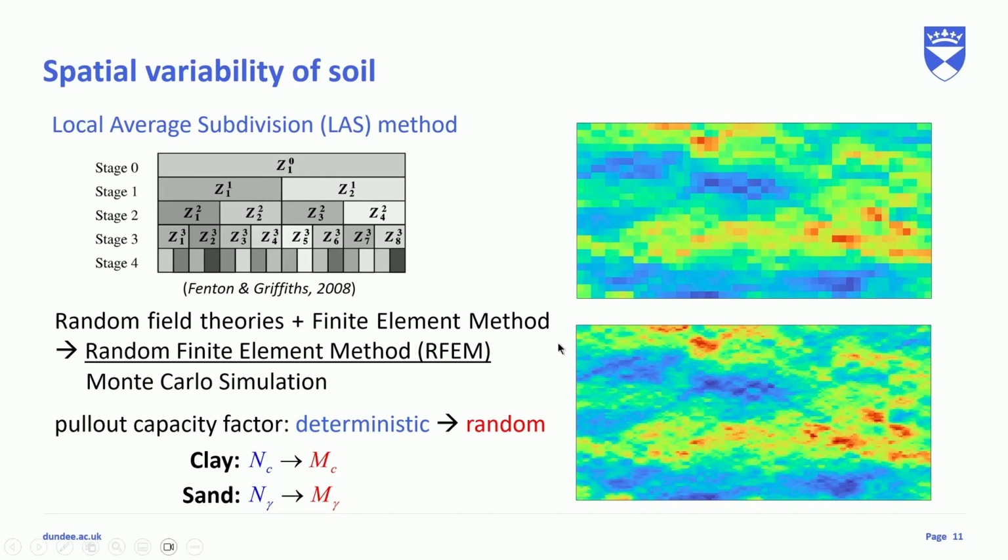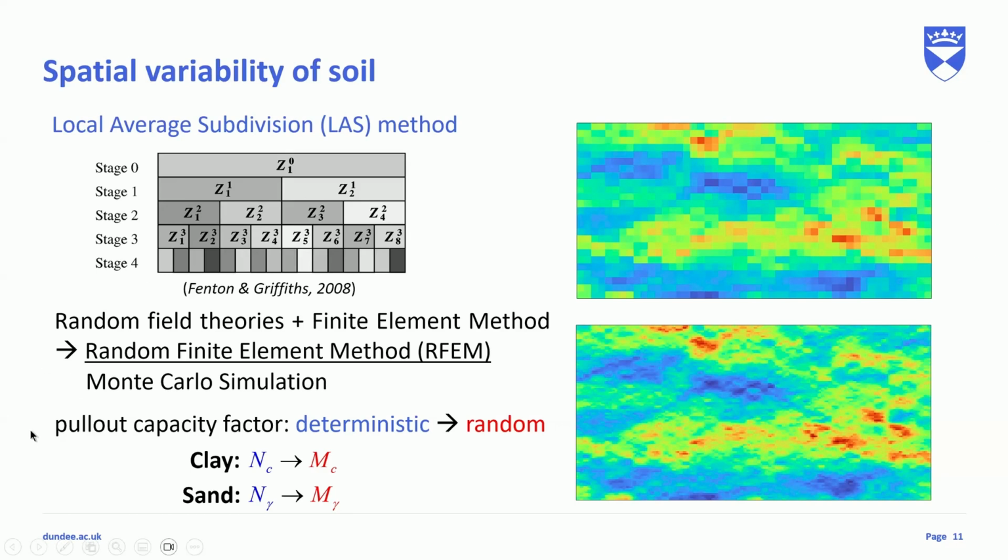As I said, this is like the finite element, so we can very easily add the random field theory to the traditional finite element method. Random field theory plus finite element methods, we call it RFEM. This is also a kind of Monte Carlo simulation because the soil property is random. So we have to use Monte Carlo simulation to randomize it many times, put it into the finite element method, and calculate the results.